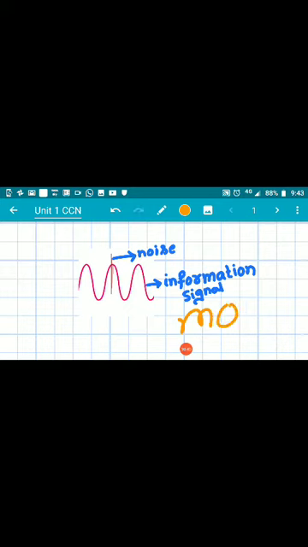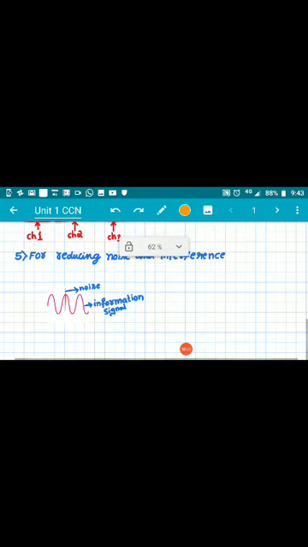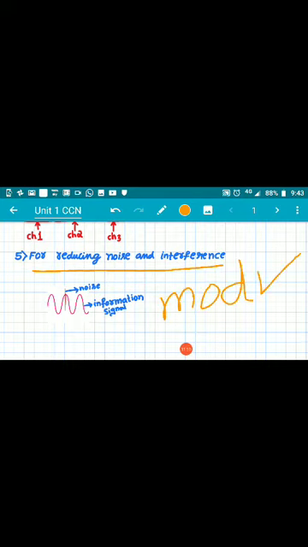So, by using modulation, we can reduce the effect of noise on the information signal. That is why, for reducing noise and interference, modulation is required. Then we go to understand one more simple important point in the next slide.